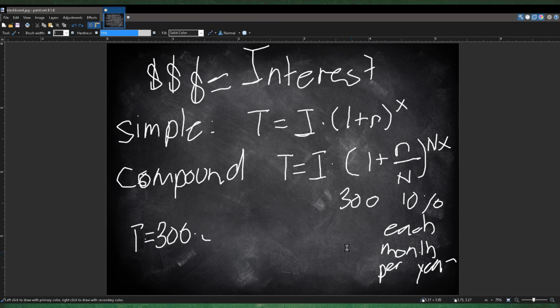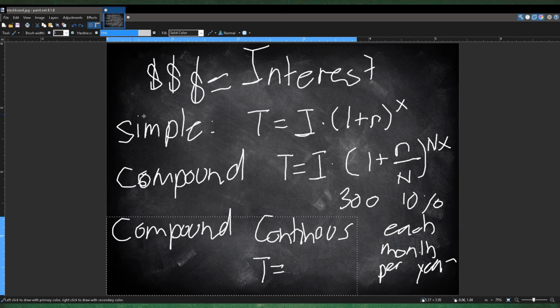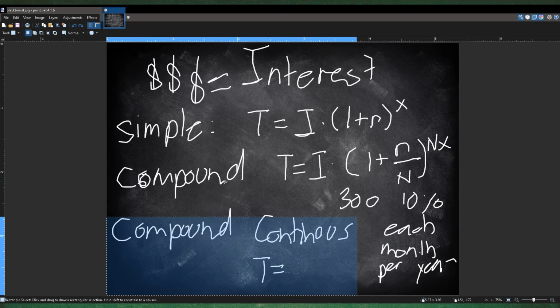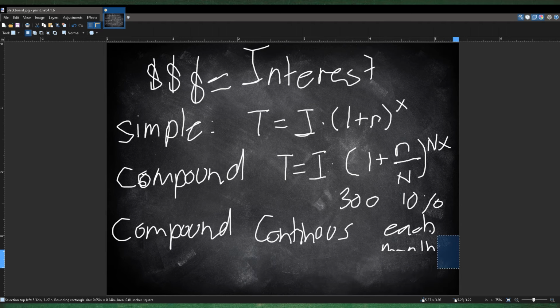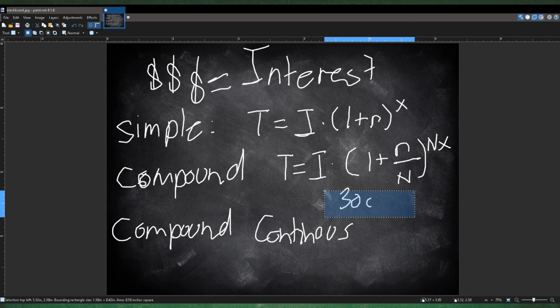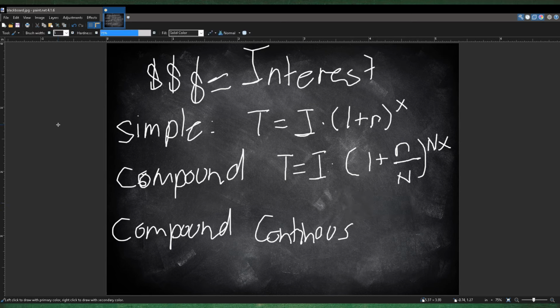So you're going to say there's 12 months out of a year, 365 days out of a year, or 52 weeks out of a year. So that's basically that. And now we're going to talk about the last one, which is compounding continuous. Let me delete this first. Okay. Compounding continuous.